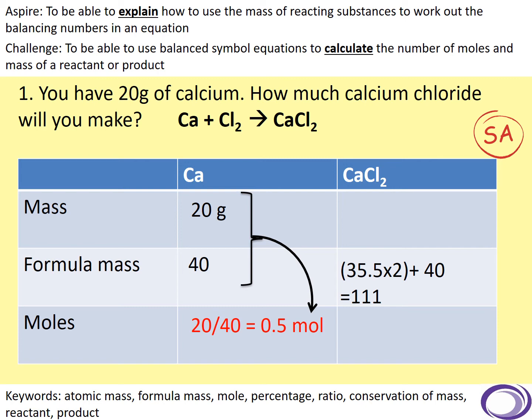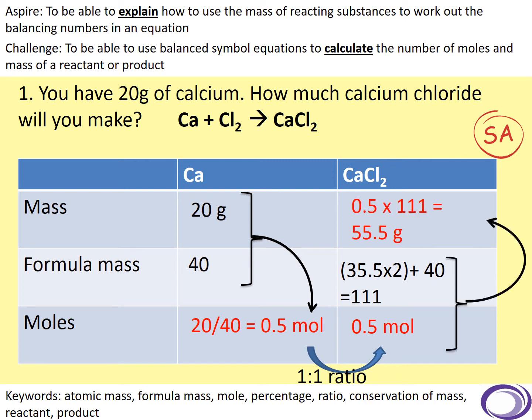Again, looking at the balanced equation for the molar ratio, it's a 1-to-1 ratio, so there's also 0.5 moles of calcium chloride. We then substitute those two numbers back into our equation. 0.5 times 111 comes out as 55 grams of calcium chloride. Hope you got that one correct.